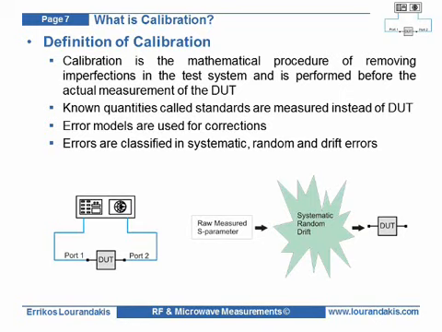Random errors, on the other hand, cannot be removed since they are not constant over time. Main sources of random errors are instrument phase noise and switch repeatability.